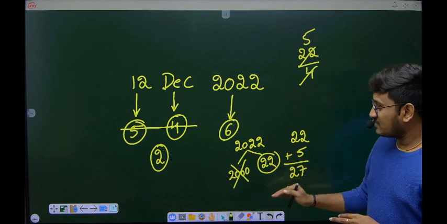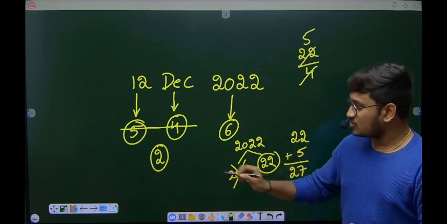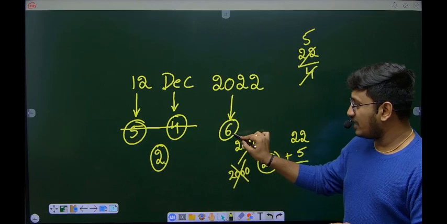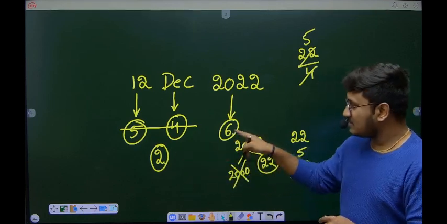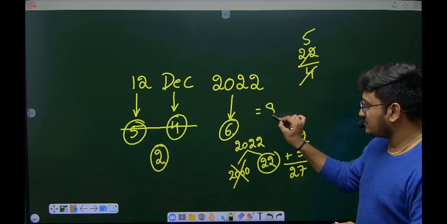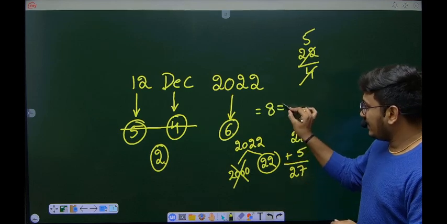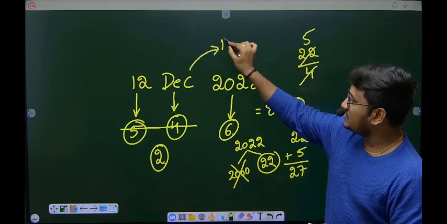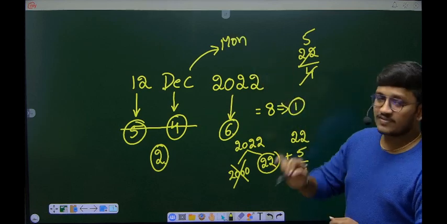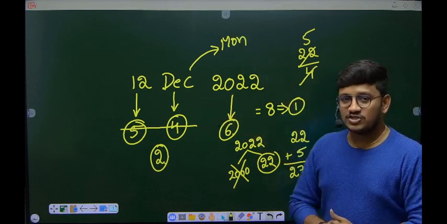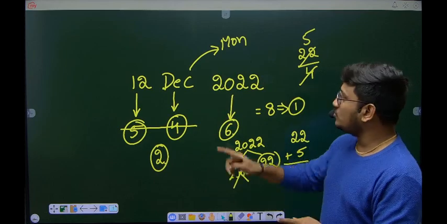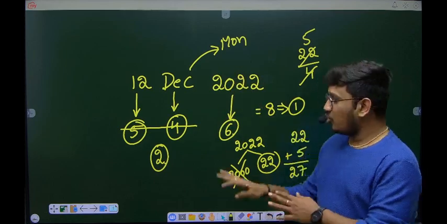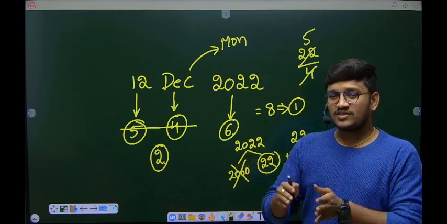Okay, let's say here total 6 odd days. So finally here we have 2 and we have 6. So 2 plus 6 means 8. 8 indicates 1 odd day. 1 indicates, we all know, Monday. So this date of birth, 12th December 2022, is on Monday. I hope you all are clear with this. Let's go to the next step.